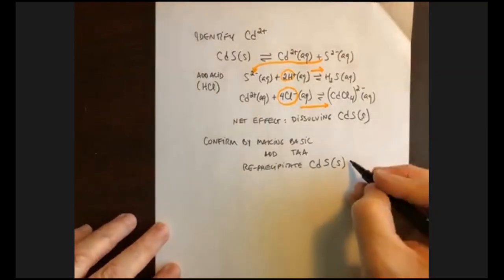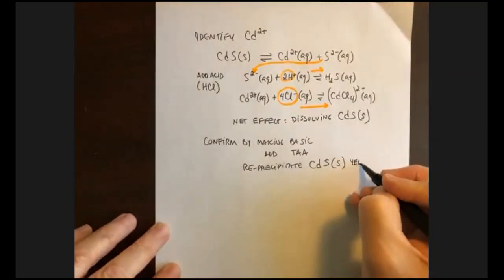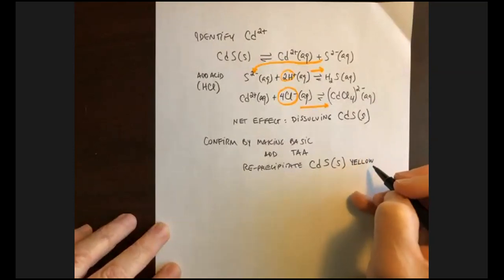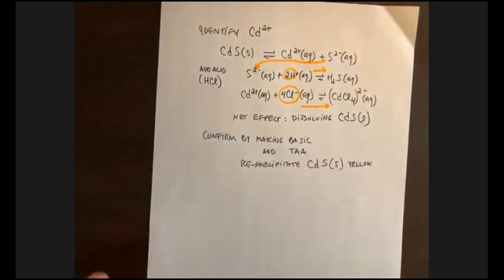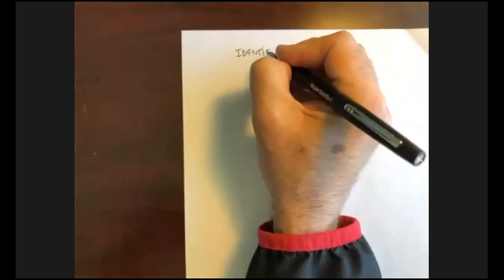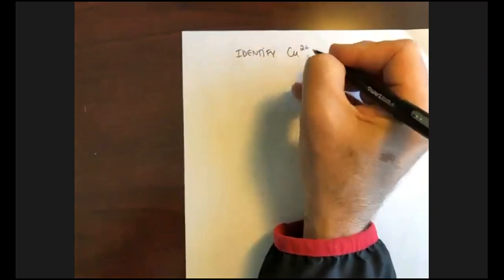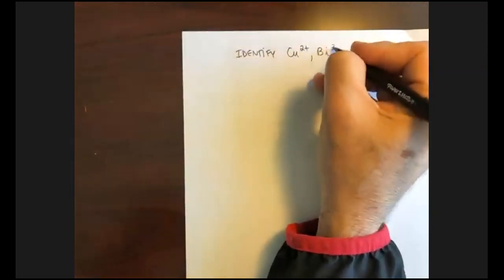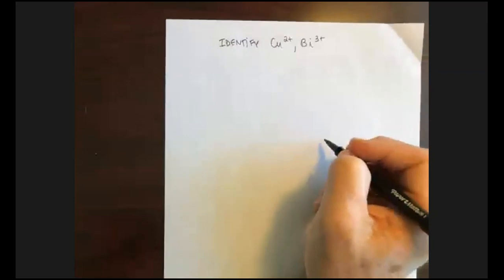So remember that the idea here is that this is going to be a yellow precipitate, okay? Now we have to separate and identify the other 2 ions. These are the copper and the bismuth, all right? So let's go to that, and let's see how we're going to identify the copper 2 and the bismuth ion.